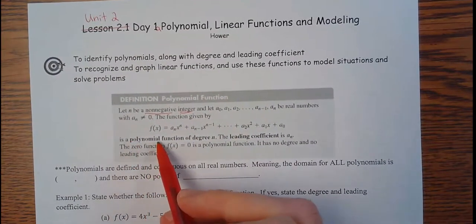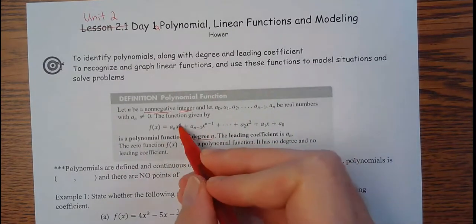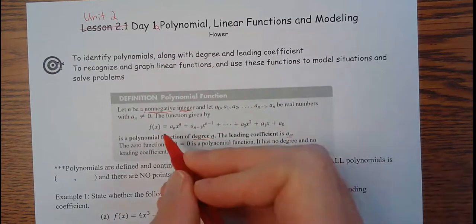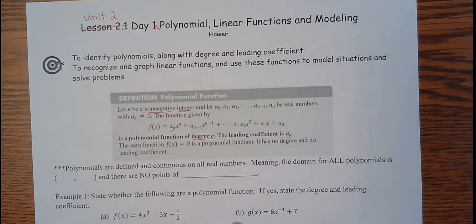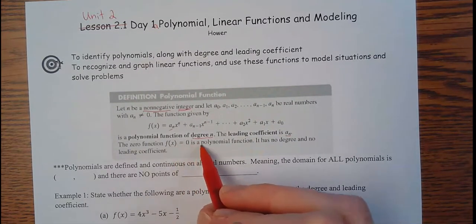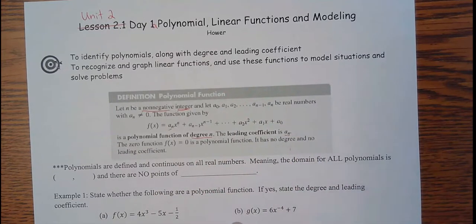So it is a polynomial function of degree n. Degree is the highest power you see, and then the leading coefficient is a sub n, which is the coefficient of the term that has the highest power, so the one with the degree. The 0 function, f of x equals 0, is a polynomial function. It has no degree and no leading coefficient, but it is a polynomial function. It's a flat line at 0.